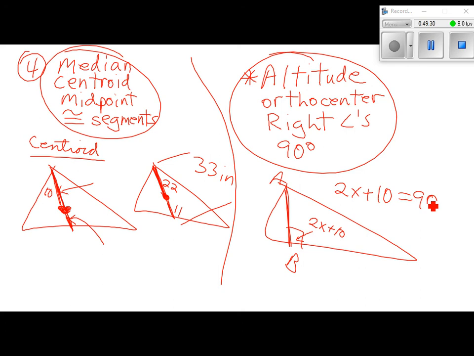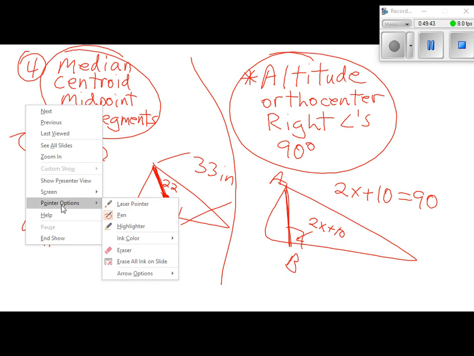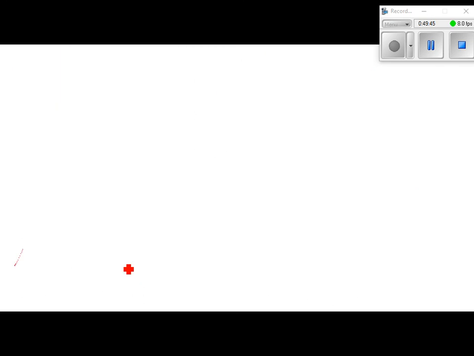So altitude, as soon as you hear that, right angles. Median, midpoints, congruent segments. We know that these segments are congruent. We also know that theorem about the centroid. Was there a theorem about the altitudes? No. Next one, perpendicular bisector of a triangle.